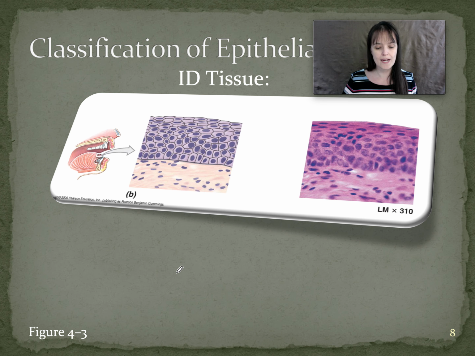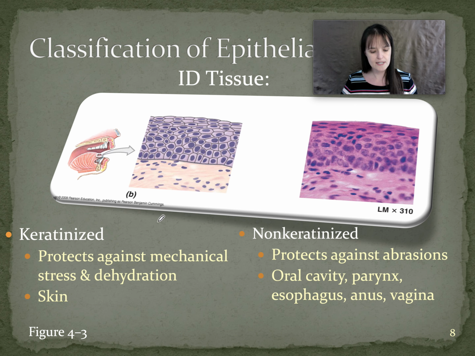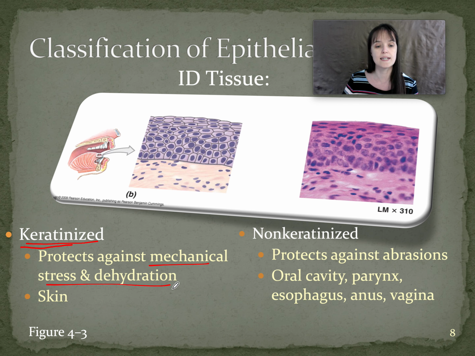What you may or may not know is there are two types of stratified squamous epithelium, and we need to learn them both. Keratinized and non-keratinized. So keratinized stratified squamous epithelium has a protein in it called keratin, and the keratin kills the cells and dries them out. And so this helps protect against mechanical stress and dehydration. And the location is the skin. Your skin is keratinized stratified squamous epithelium.